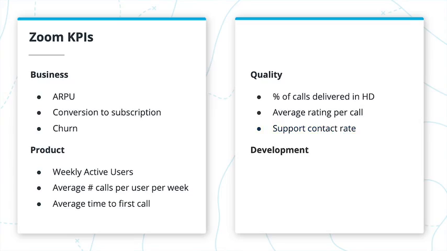And lastly, for development KPIs, this is about understanding how well the team is executing. I think that it would be helpful to understand what percentage of features are delivered on time, and if there is any slips, what's the average deviation from the original estimate? I also think that it would be helpful to measure how many outages occur per month, and on average, how long do those last?